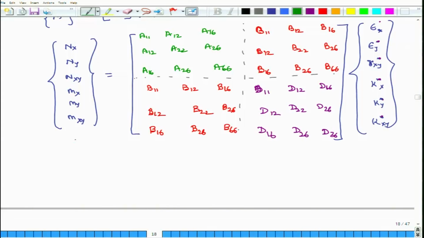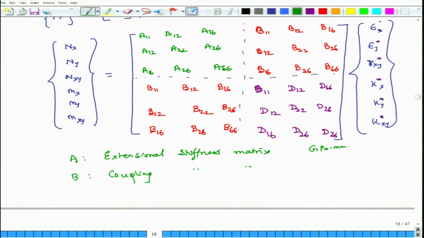So, the A matrix is known as the extensional stiffness matrix, and its terms are, you can say, in GPa millimeters, because it's Q times z. The B matrix is called the coupling stiffness matrix, and the D matrix is called the bending stiffness matrix. So, these are the definitions of A, B and D matrices.